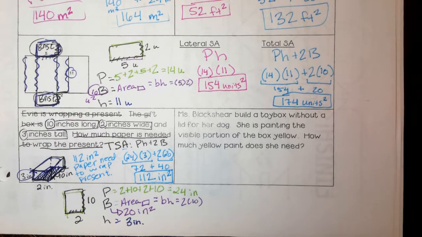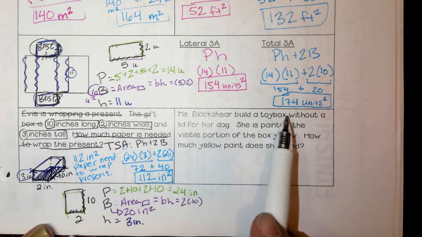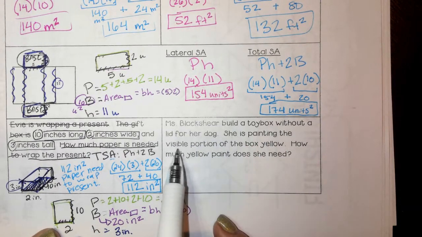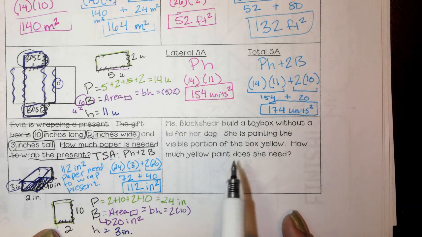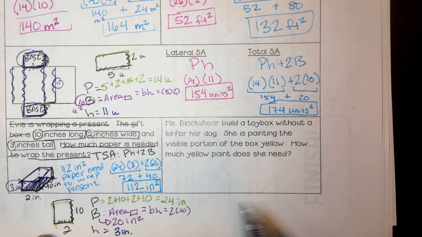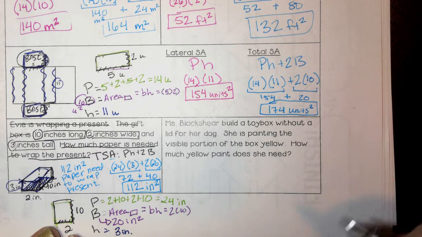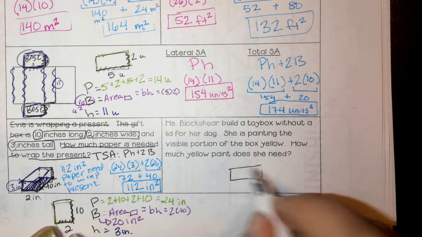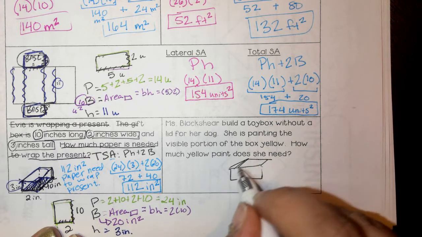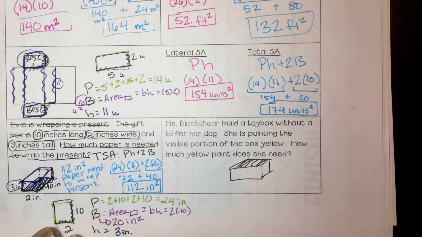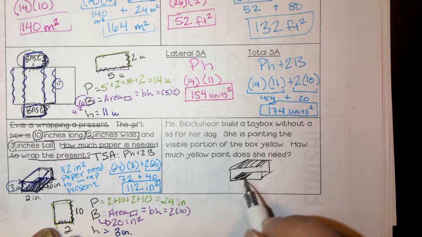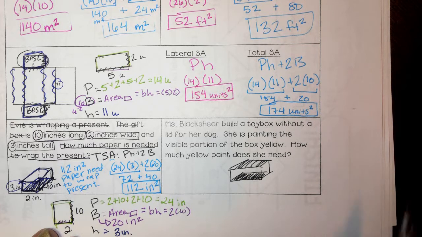And one more word problem here. We've got that I am building a toy box without a lid for my dog. She is painting the visible portion of the box yellow. How much yellow paint does she need? There's no numbers in here. If I am building a toy box without a lid, then there's nothing there. And if I'm building a toy box, I'm probably not going to paint the bottom thing that it sits on because no one's ever going to see it.